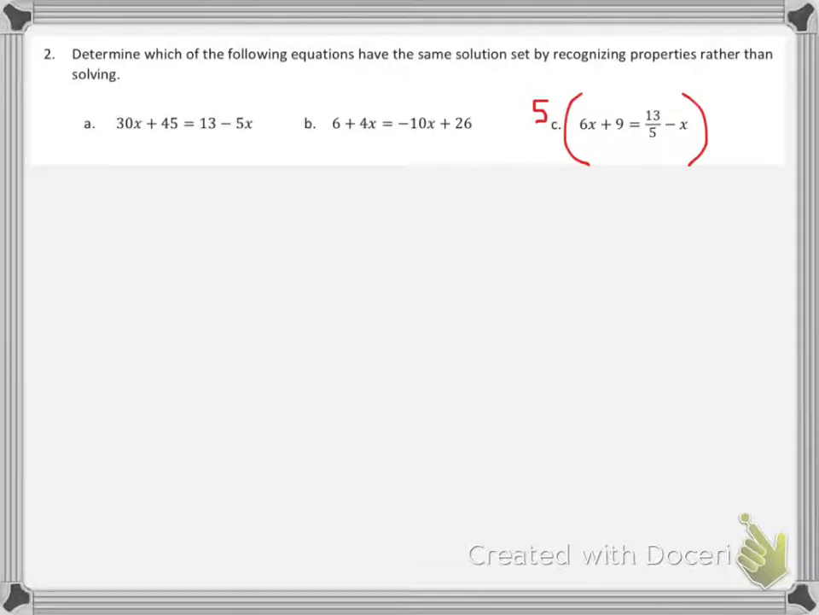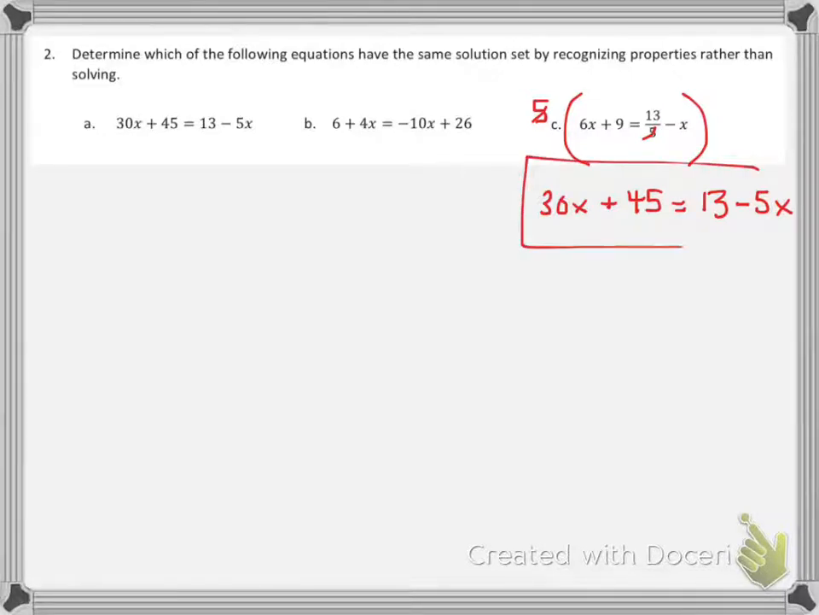So 5 times 6x is a 30x, and 5 times 9 is 45, and then 5 times 13 fifths. Well, the 5s would cancel out, so I just get 13. And then 5 times a negative x is a negative 5x. And then, bingo, that is the same as that. And the others are not going to be the same.